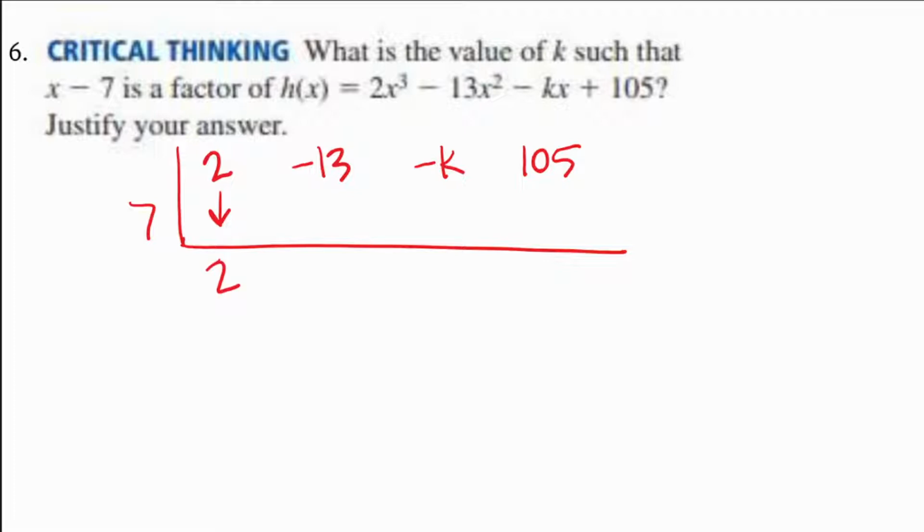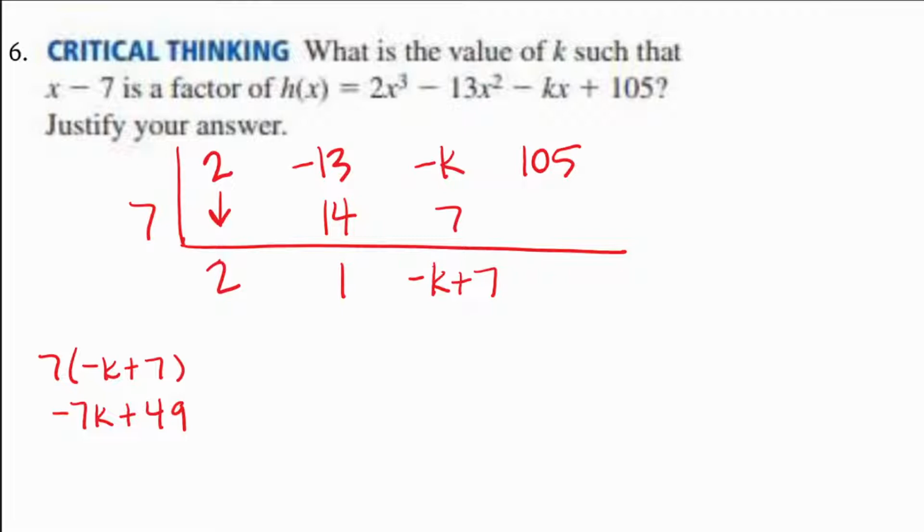So drop it down, multiply, add, multiply. Okay, so if I add negative k plus 7, I can just have negative k plus 7 or 7 minus k. I should have done that right, yeah. And then now I'm going to have to multiply 7 by negative k plus 7. And so I'll have negative 7k plus 49.